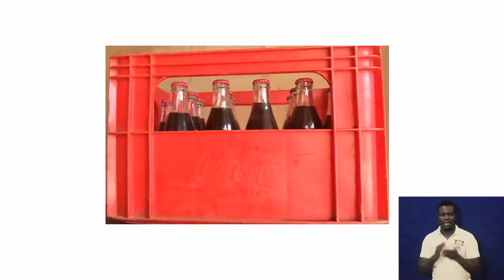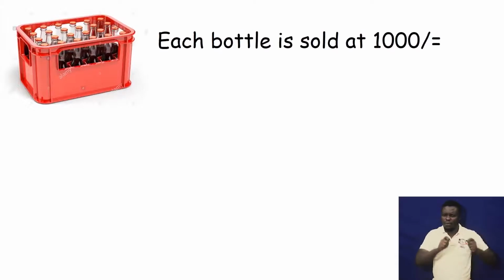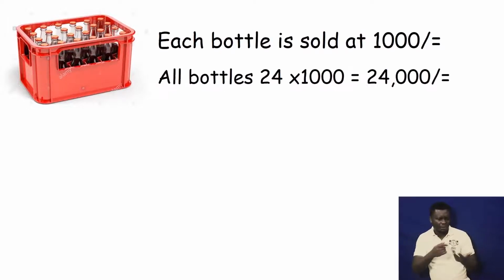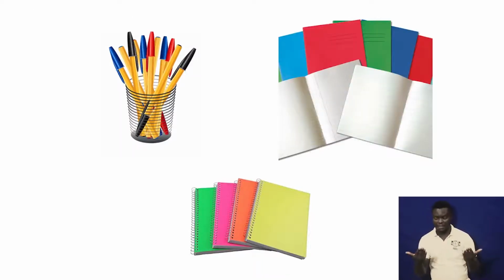And this crate was sold in bottles. I hope each one of us likes soda, and when we buy it, it is about 1,000 shillings. So when you buy one bottle at 1,000 shillings, then you have to consider all the bottles in the crate in order for you to know the selling price for the entire crate of soda. So get your pens and pencils and papers, and let's start calculating.